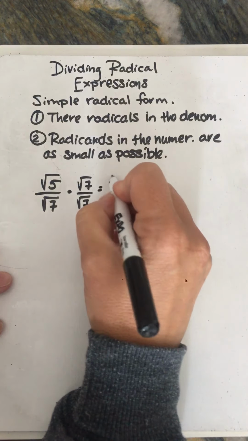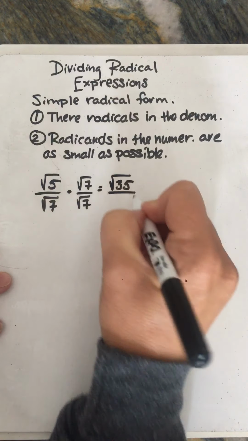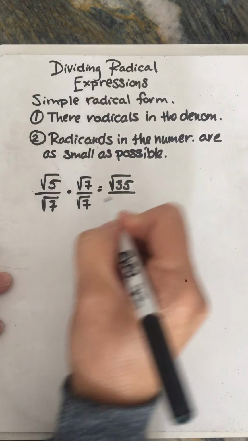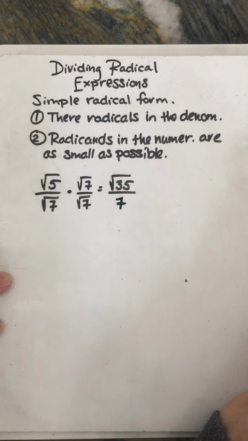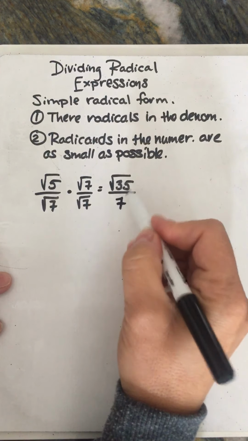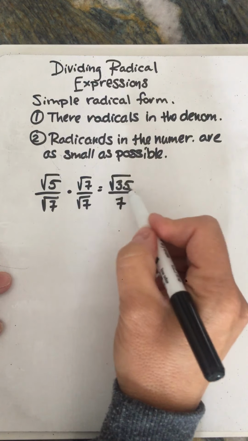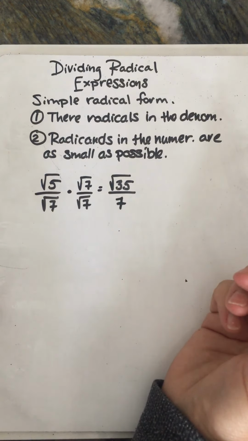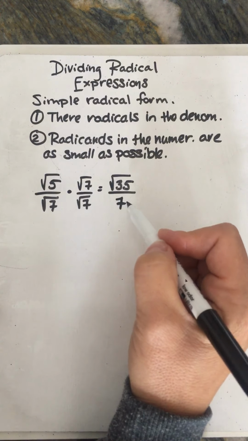So this gives us the square root of 35 divided by, square root of 7 times square root of 7 is square root of 49, which is 7. Please do not reduce the 35 and the 7. This is not the number 35. It is the square root of 35. Totally different number, so these don't reduce.